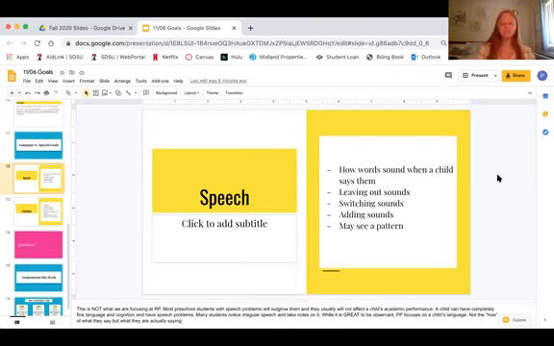You may see a pattern. This is what I meant by final consonant deletion, is that it's consistently happening on every word.